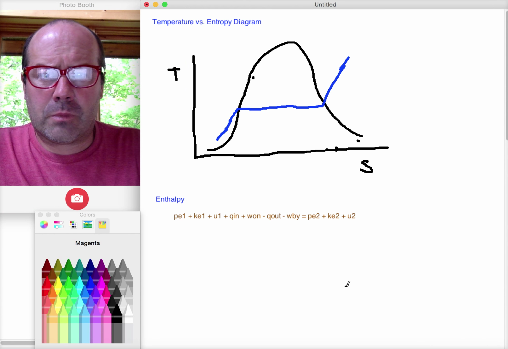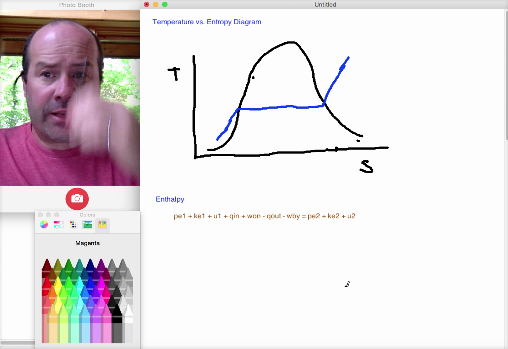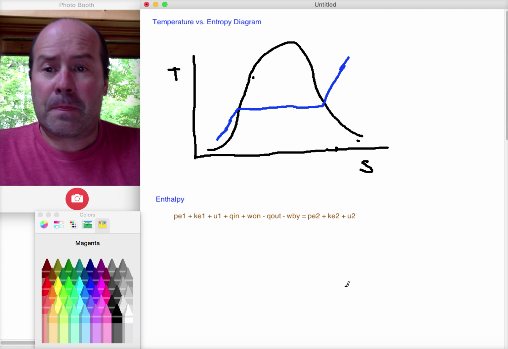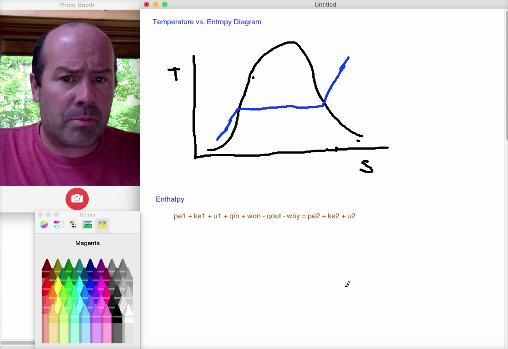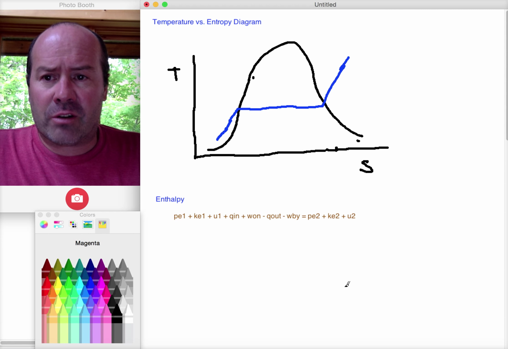Well, hello there. Welcome to the next version of thermodynamics. Today we're going to be talking about properties and phases of fluids and how we can find those.